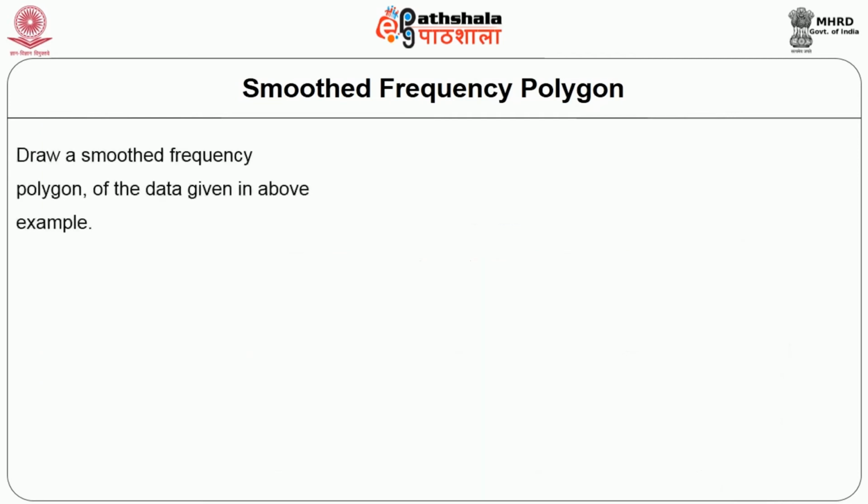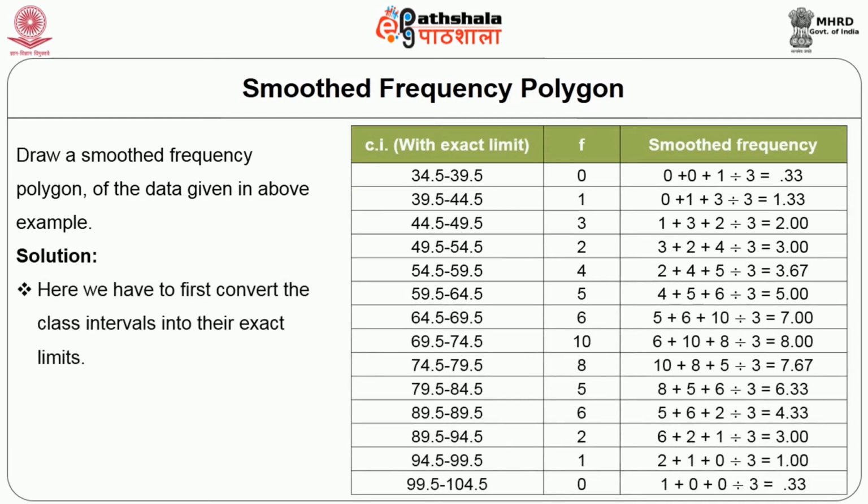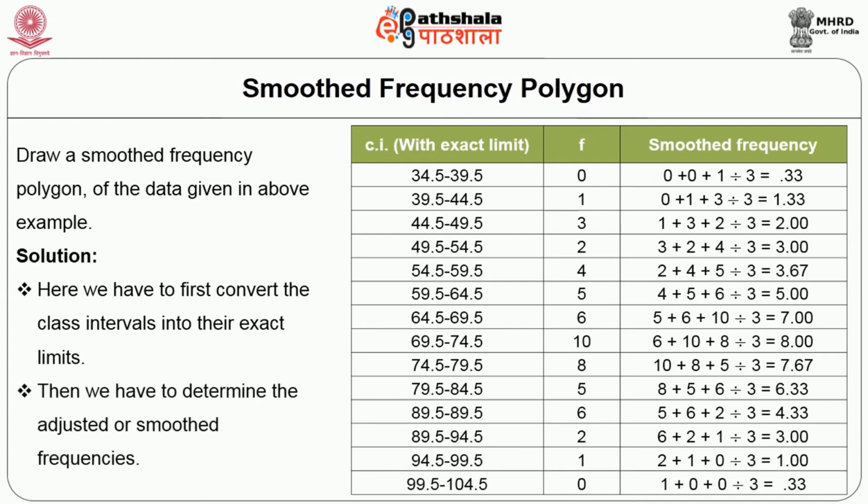Coming to the example, draw a smooth frequency polygon of the data illustrated below. Here we have to convert the class intervals into their exact limits. Then we have to determine the adjusted or smoothed frequencies.